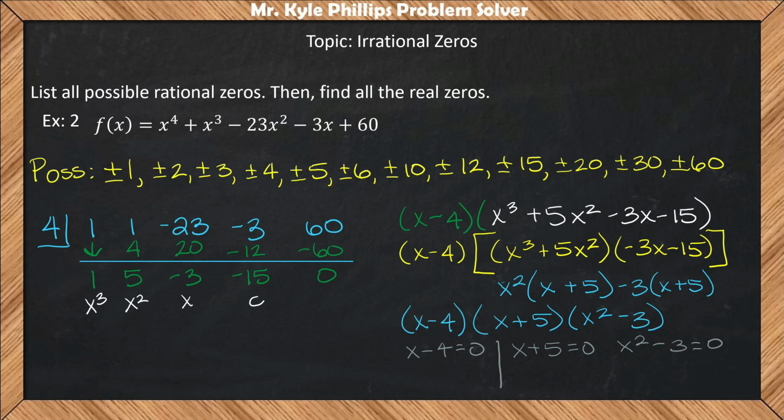So I'll just do a little line here just to have some separation. So my solutions are going to be x equals 4, x equals negative 5, and this is going to be x equals plus or minus the square root of 3. Remember, we had to add 3 to the other side, and because this is squared, we had to solve by taking the square root.